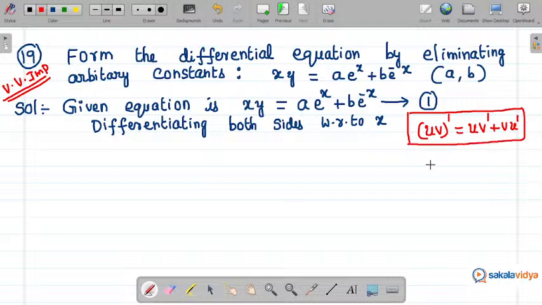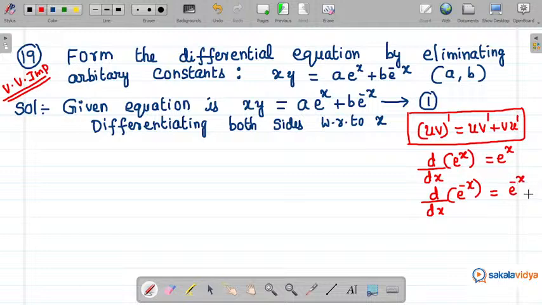Next, d by dx of e power x. It's a very beautiful function. The derivative of e power x is e power x, and the integral of e power x is also e power x. This is the one and only function whose derivative and integral are the same. Next, d by dx of e power minus x. The differentiation of minus x is minus 1, so it is minus e power minus x.